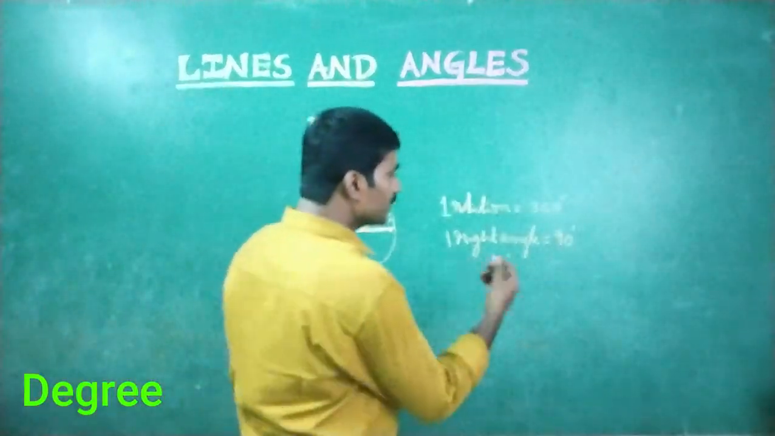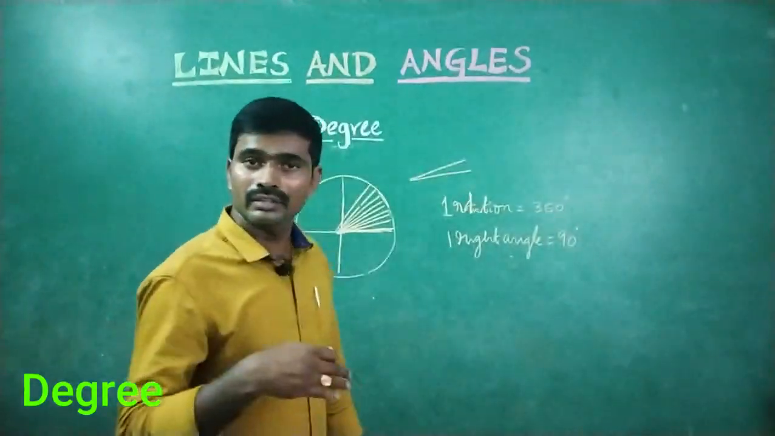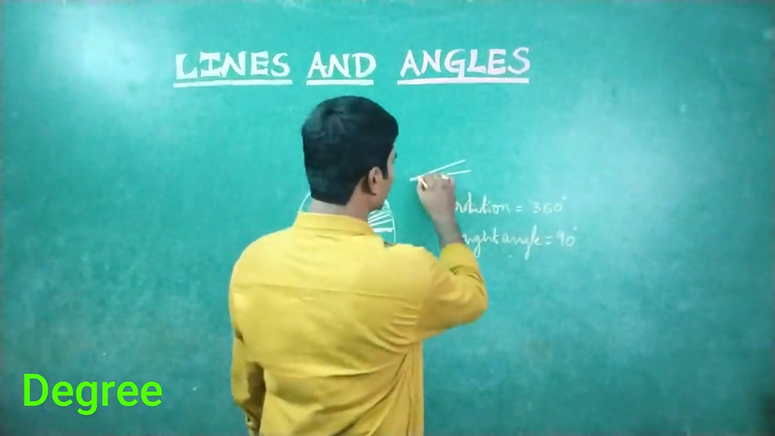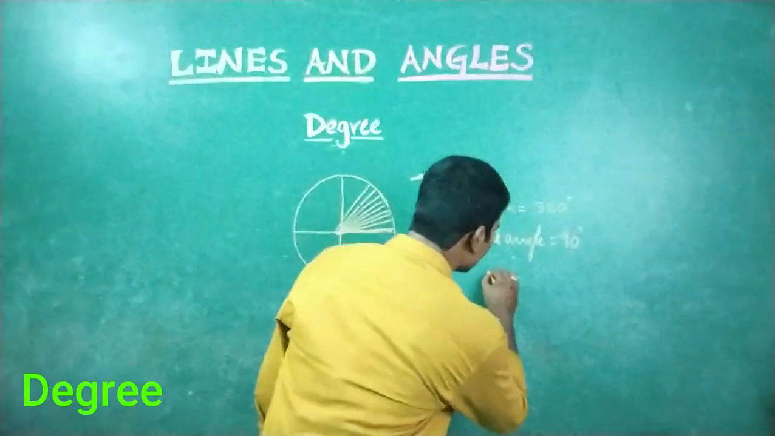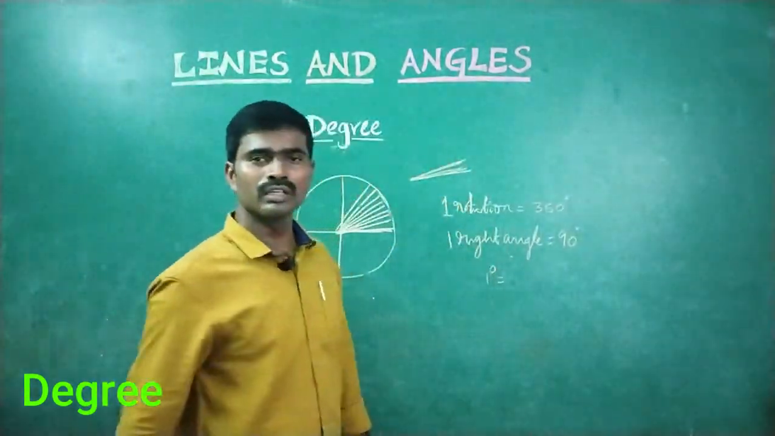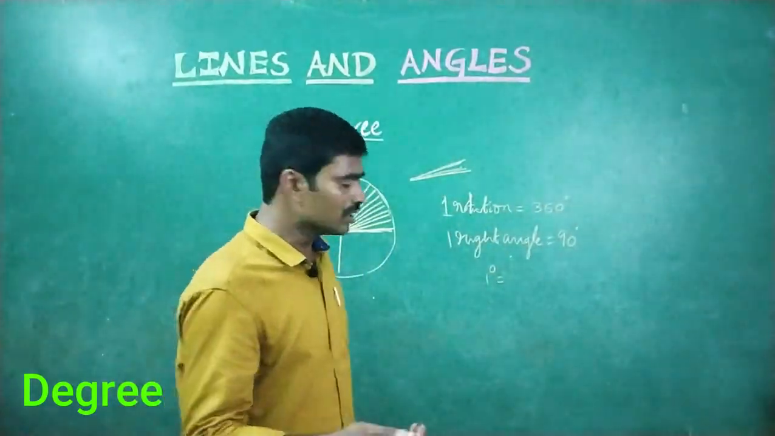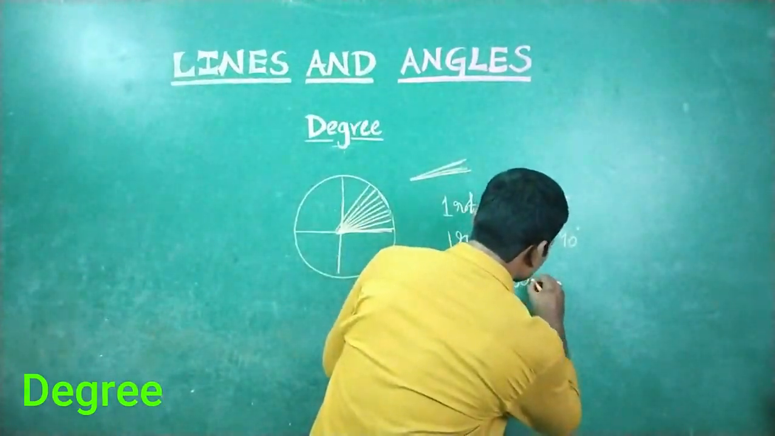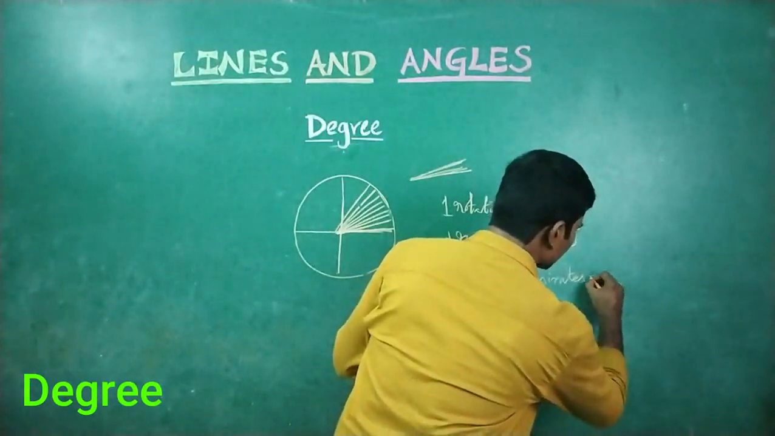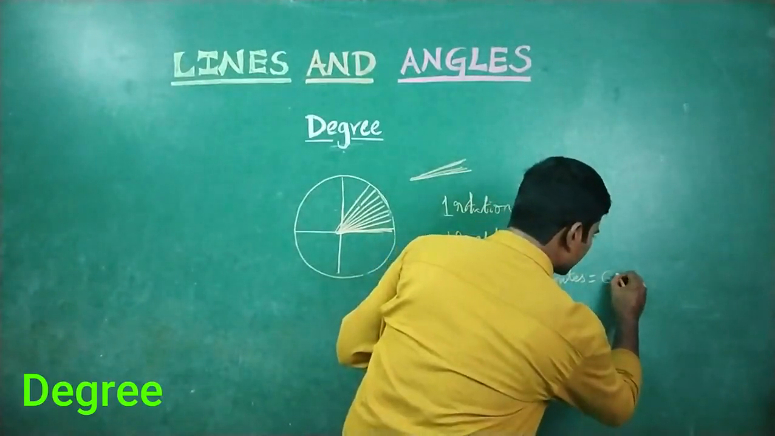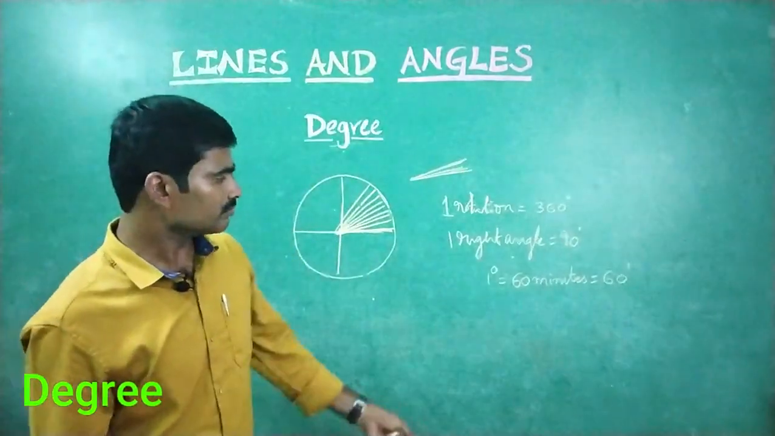Next, degrees also. Suppose I take this degree and divide it into 60 equal parts like this. Then 1 degree equals 60 equal parts. Each part is called a minute. So 1 degree equals 60 minutes. Symbolically, you can write it like this: 60 with a small 1 on the upper right corner.